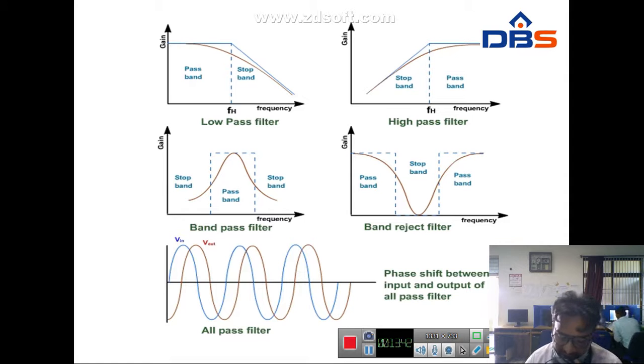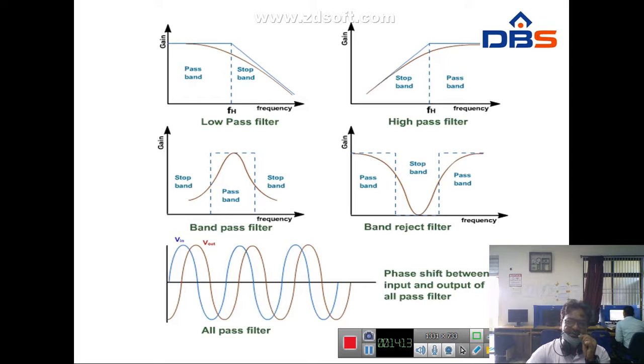The rate at which the gain of the filter changes in the stop band is determined by the order of the filter. Whatever the rate at which the gain of the filter changes in the stop band, it determines the order. So it may be first order or second order. So this is about the frequency responses of different filters.